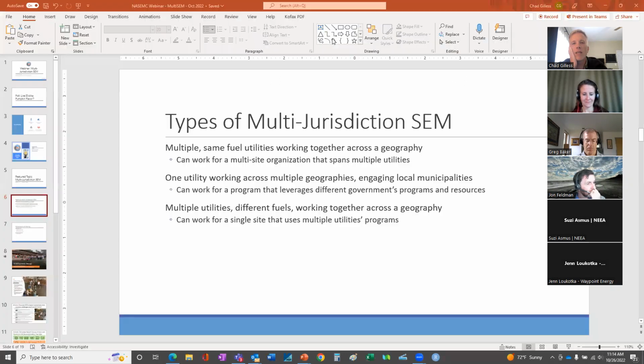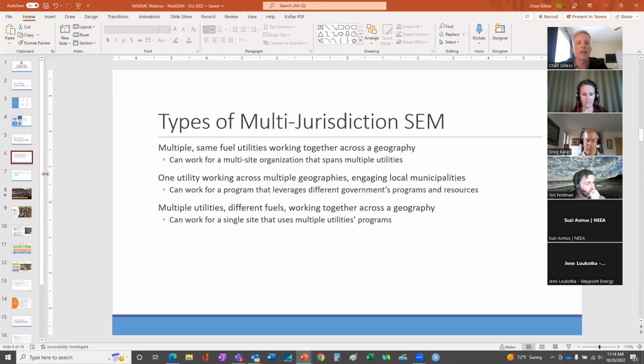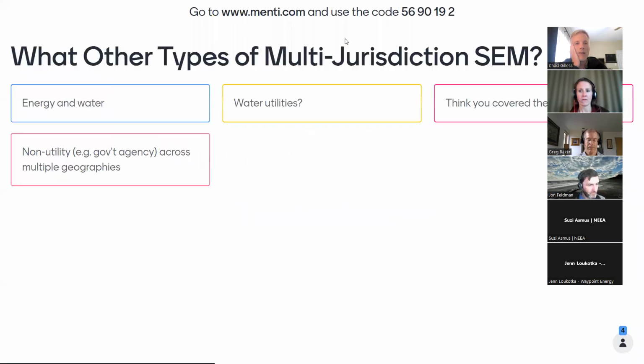And again, I'm going to flash this slide back up while you are typing that in. So as a refresher, here are the types that I called out. Multiple same fuel utilities working across the geography. One utility across multiple geographies, engaging multiple municipalities or government agencies, and then multiple utilities in the same geography, like in the same site. So what other options are there?